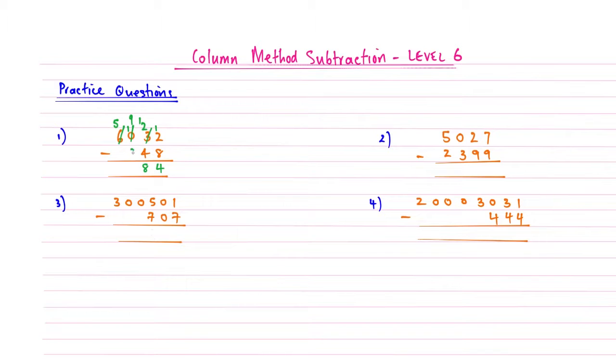Hundreds column, 9 subtract nothing, and that just gives me a 9. And then thousands column, 5 subtract nothing, well, that just leaves me with 5. So the answer to 1 is 5,984.